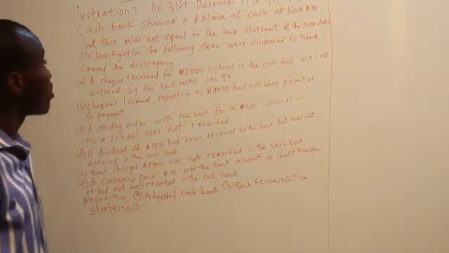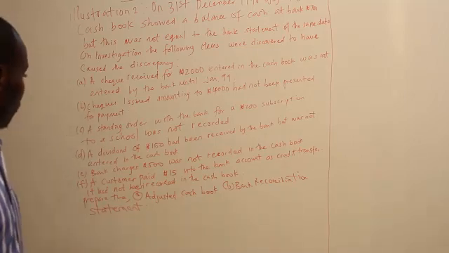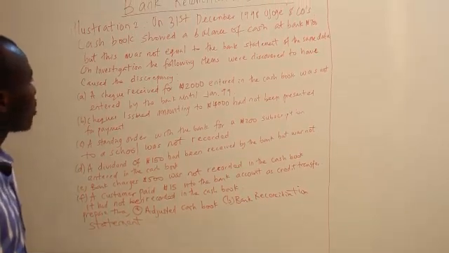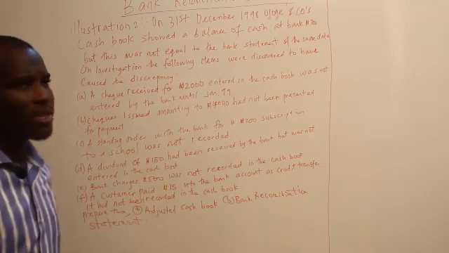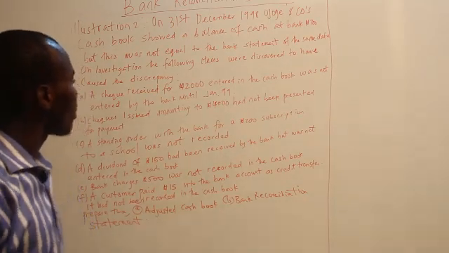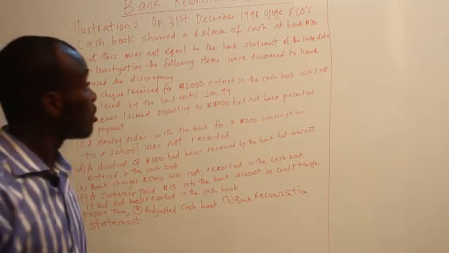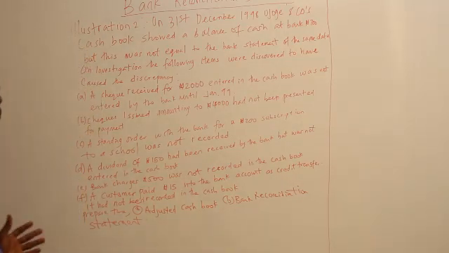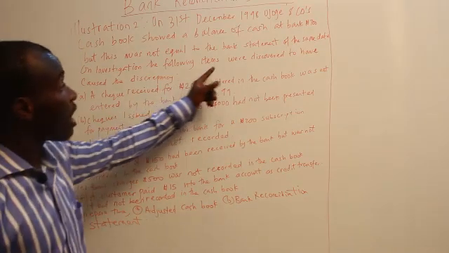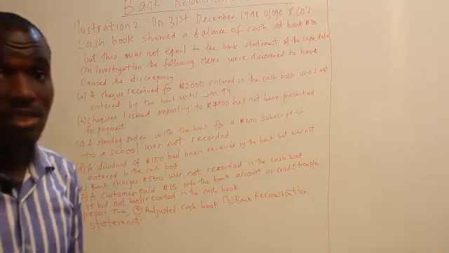So we have an illustration on the adjusted cash book. On 31st December 1999, Ojoge and Co.'s cash book showed the balance of cash at bank as 700, but this was not equal to the bank statement at the same date. On investigation, the following items were discovered to have caused the discrepancy.